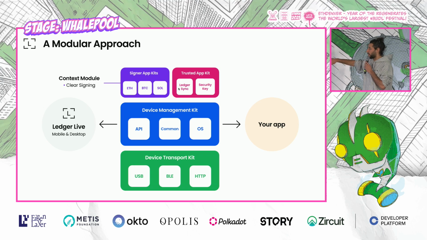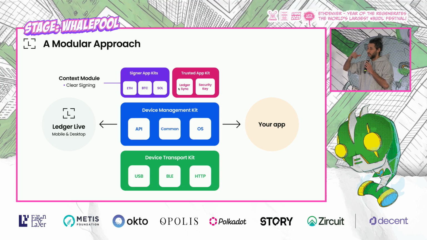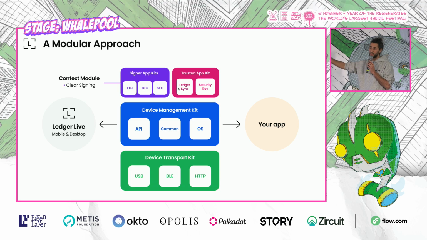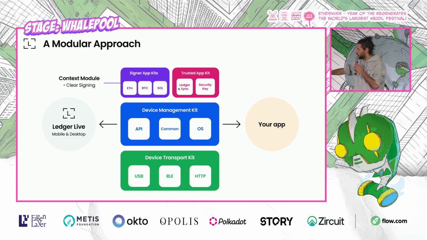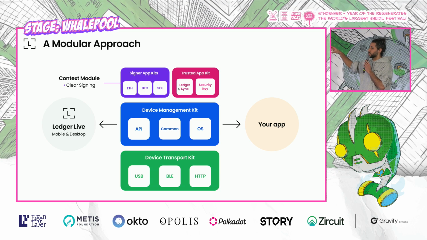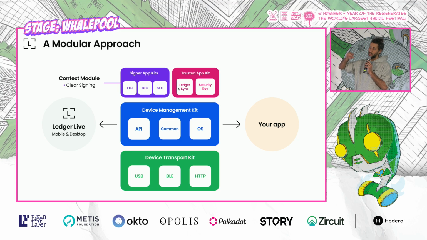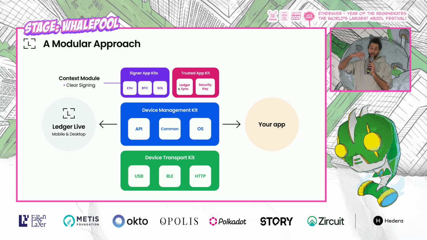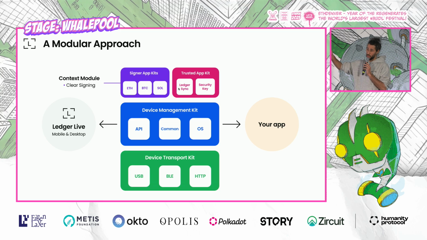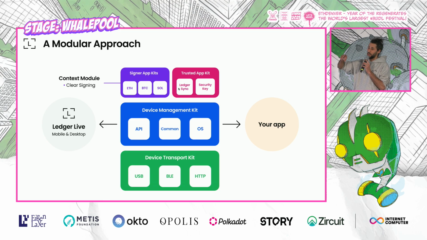On top of this, you then have the device management kit, which is what you're interacting with, a core API that allows you to connect to the device, list applications, get the version of the application, all that jazz. And then on top of this, we have all the little modules that I was talking about. The Signer kit, the Signer app kits, which is, as you know, on a Ledger device, you can install multiple applications. We have over 200 of them. And really the idea is for each application, you'll have a Signer kit that allows you to connect directly to this application and get the most out of it.